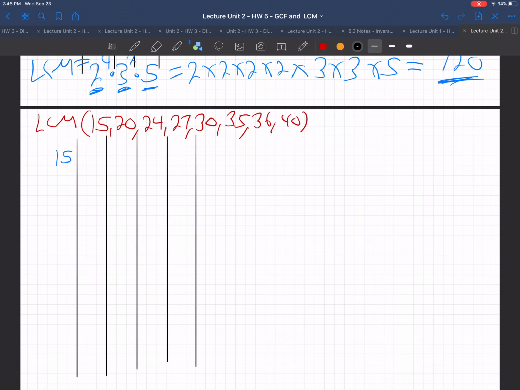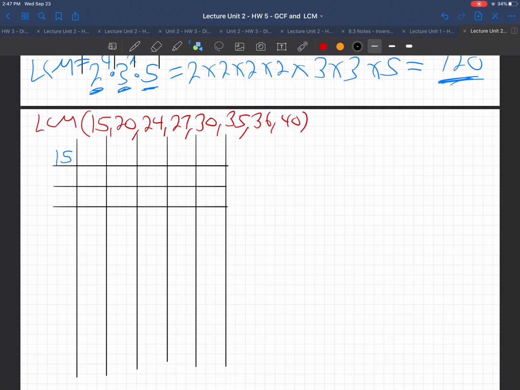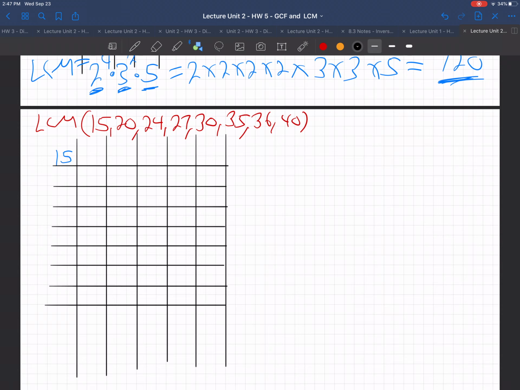I don't know how many we're going to need. It's probably plenty right there. Okay, and so we'll have 15 here, and then we'll have 1, 2, 3, 4, 5, 6, 7, 8 of them. So second one, third one, fourth one, fifth one, sixth one, seventh one, eighth one, and then we'll have our answer. Okay, so let's do the 15 first off.